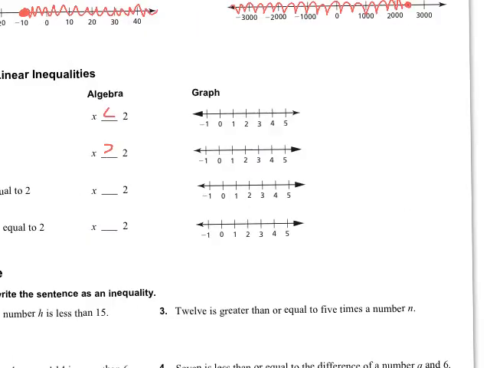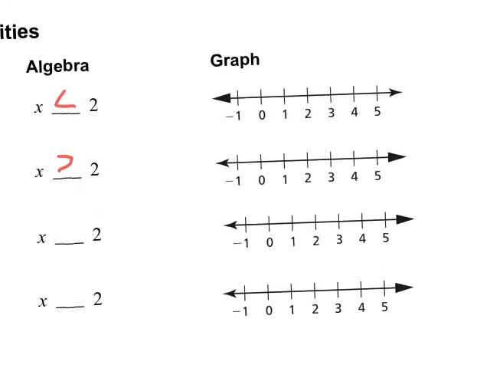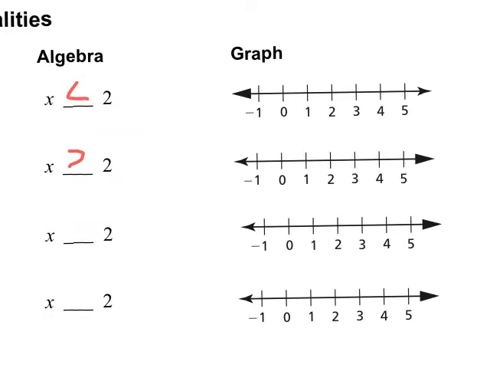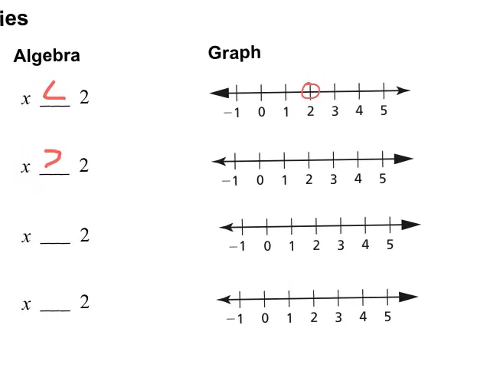Open dots. Okay, so let's go over here and graph those. So I have an open dot at 2, and this says x is smaller than 2, so I'm coming back this way.